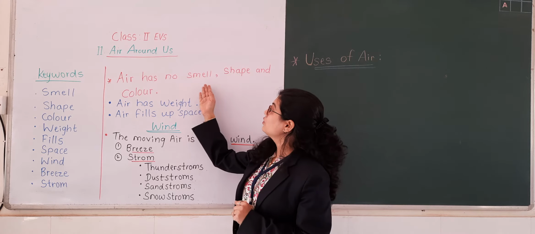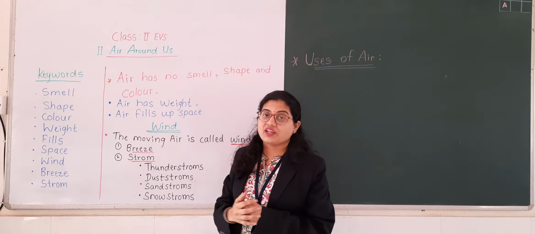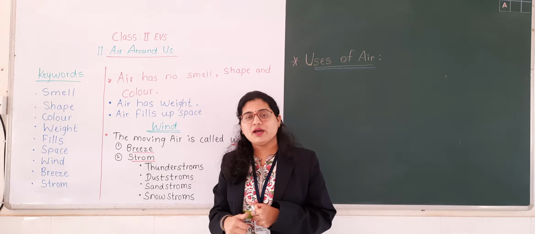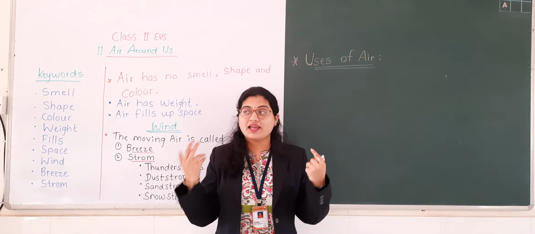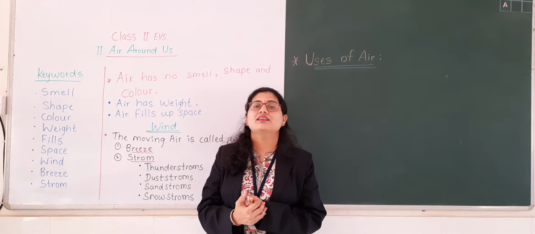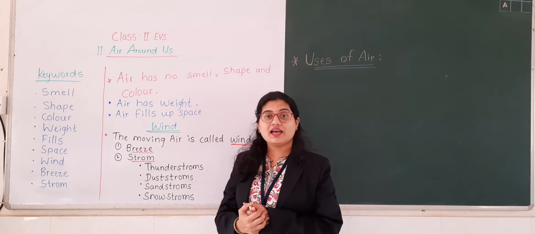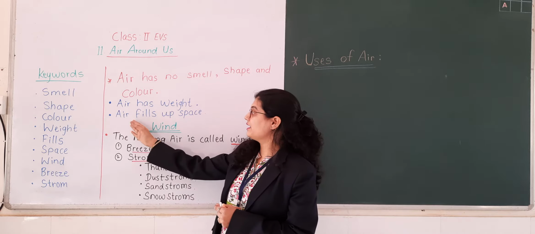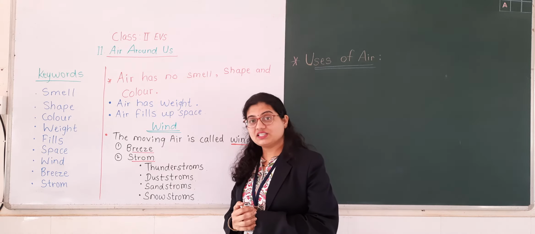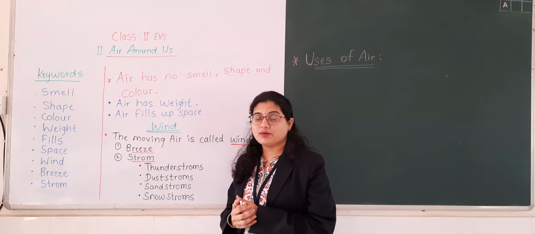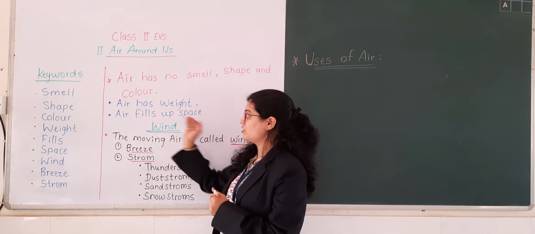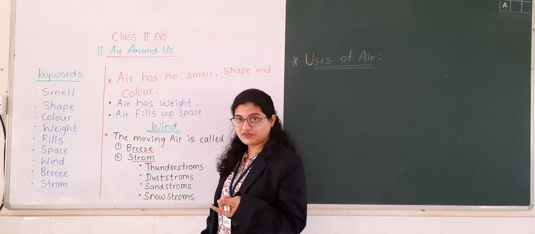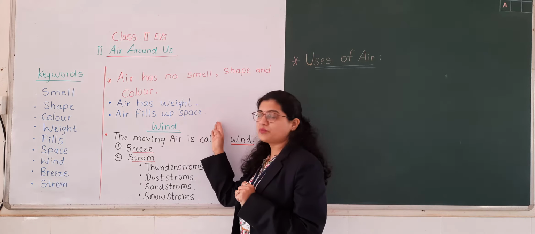Air has no smell, shape or color. As I told you in the last session, air doesn't have any color, shape or smell. We cannot see air with our eyes, but we can feel it, right? Then we also performed two activities to check that air has weight and air fills up space. Right, my dear children? Very good. We performed the activity which shows us air has weight. Then we performed one more activity to check that air fills up space.